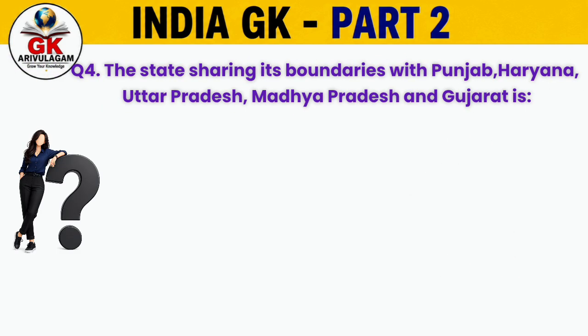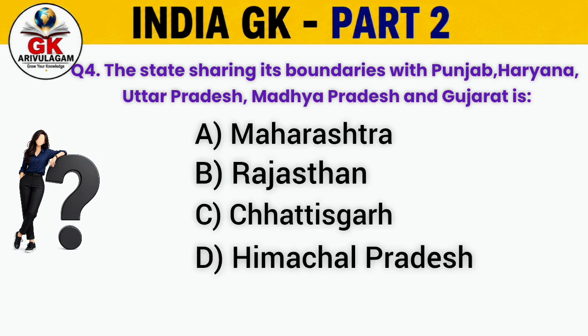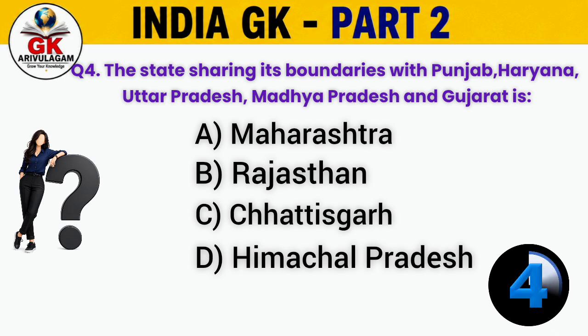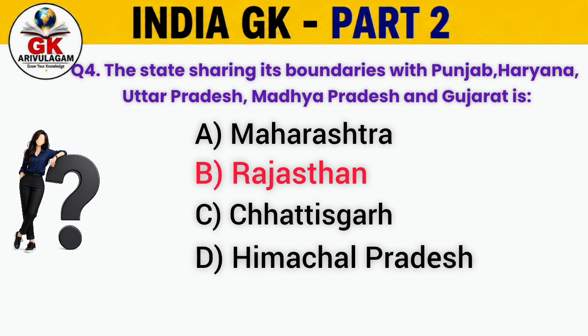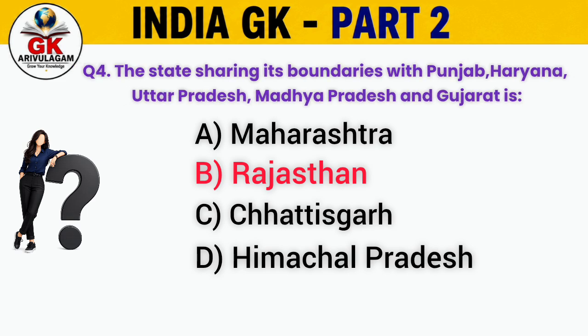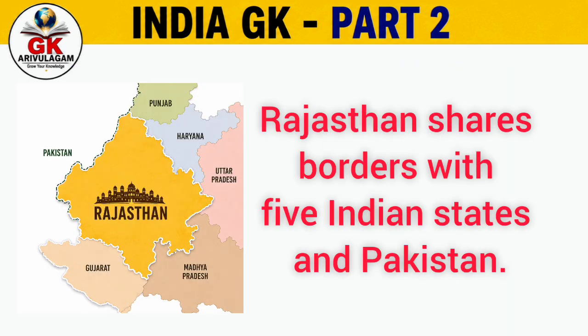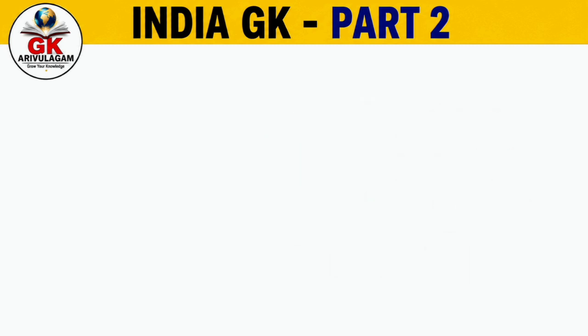The state sharing its boundaries with Punjab, Haryana, Uttar Pradesh, Madhya Pradesh and Gujarat is? Answer: Rajasthan. Rajasthan shares borders with 5 Indian states and Pakistan.